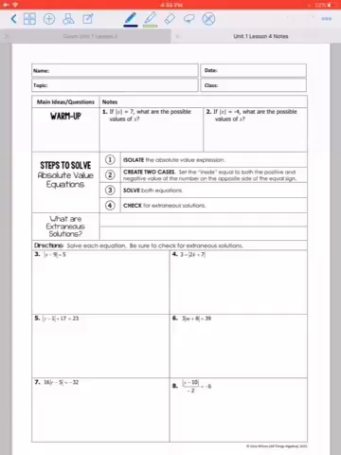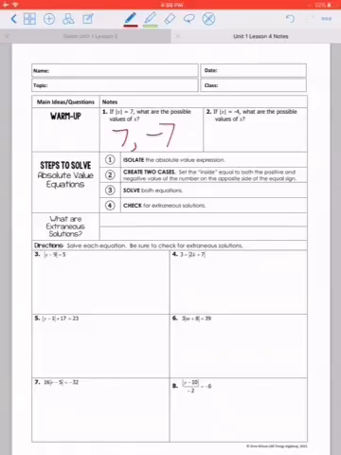These are your lesson 4 notes, and we're going to talk about solving absolute value equations. Okay, if you want to write that for the topic, you can. So let's look at this warm-up here. If the absolute value of x equals 7, what are the possible values of x? Hopefully you know that 7 or negative 7.